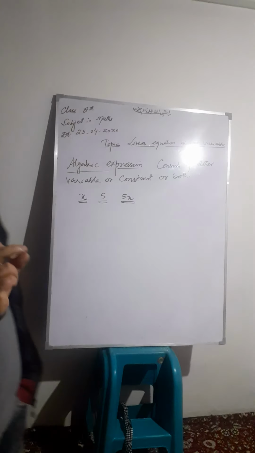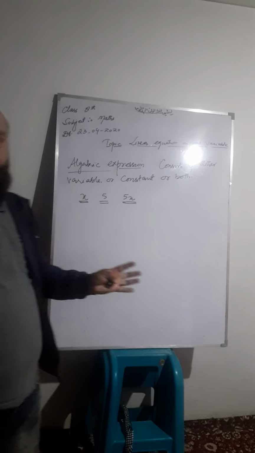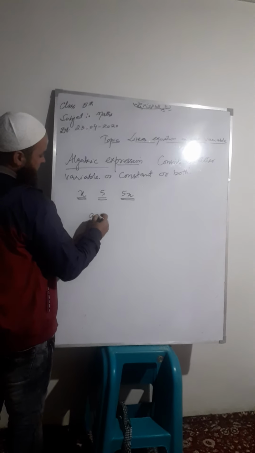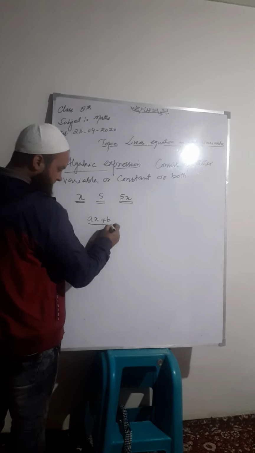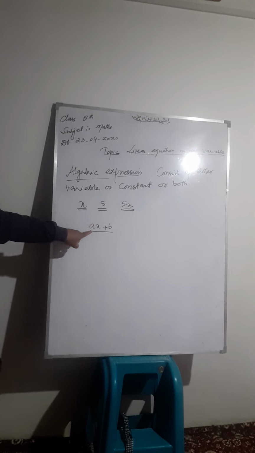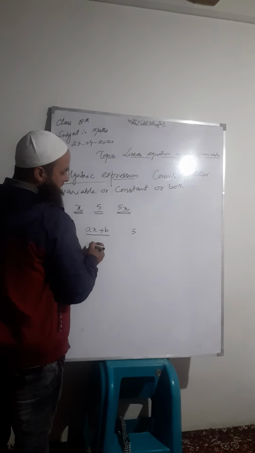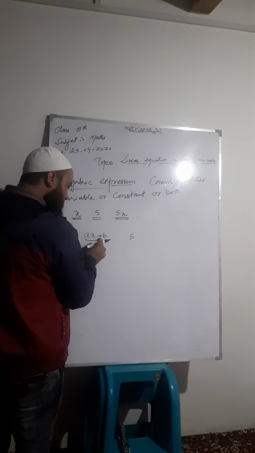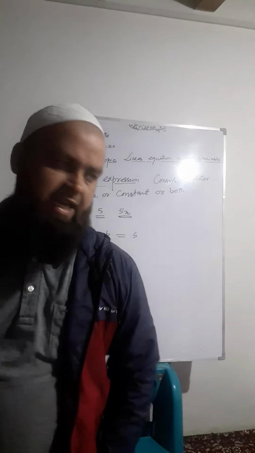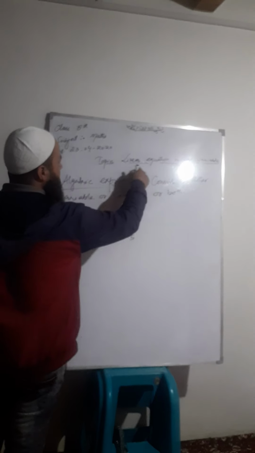If two expressions are separated by an equality sign, that is ax plus b, it is an expression and it is a binomial algebraic expression. It is one expression. If another expression is 5, and we separate both these expressions by an equality sign, we get an equation. So this one is the equation which we have to learn here.